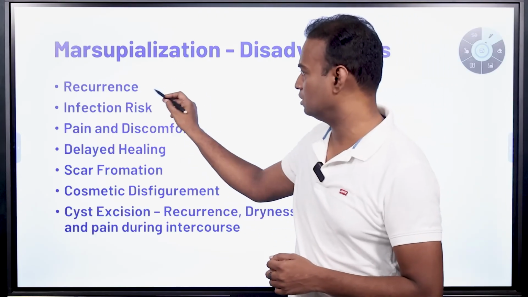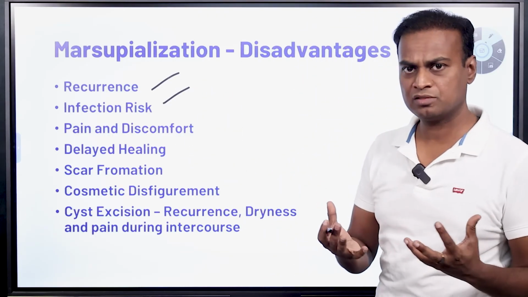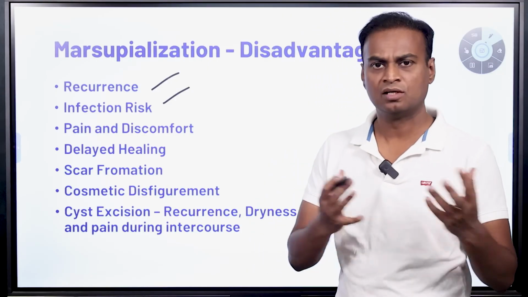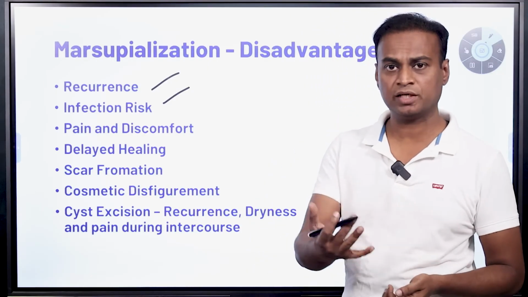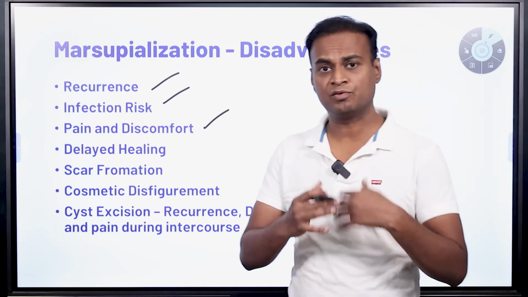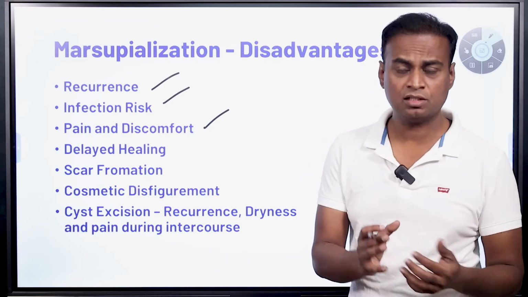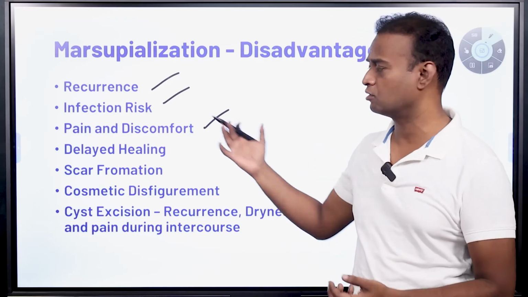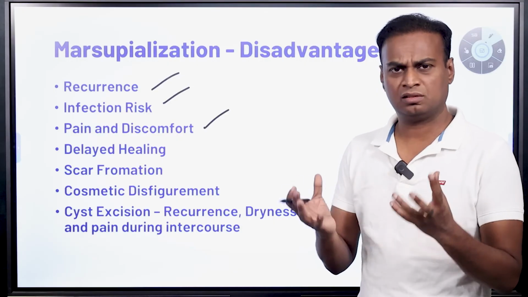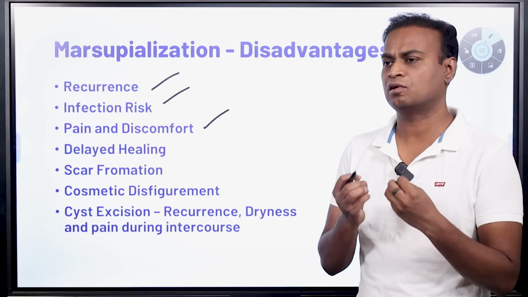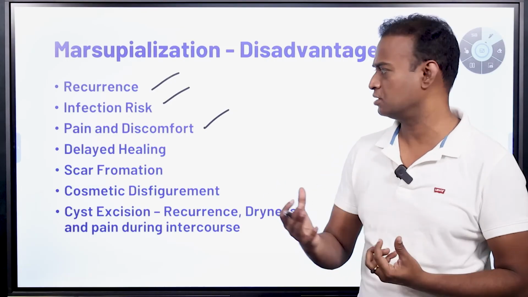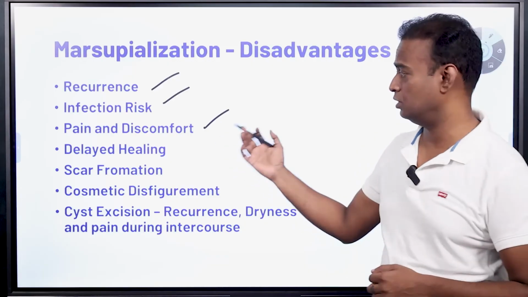The next one is infection risk. You know that the women's vaginal area is a very sensitive area and a lot of pathogens or bacteria are around it. It is very easy to get infected again. There is a lot of pain and discomfort before the surgery, during the surgery, and after the surgery, because you have to keep a pad. That is a very sensitive area and you have a lot of sensitive nerves there. All that area is disturbed, and that's the reason it will be painful and uncomfortable.